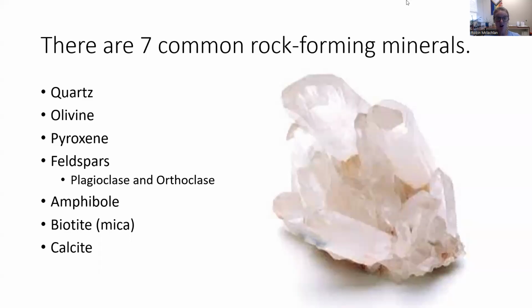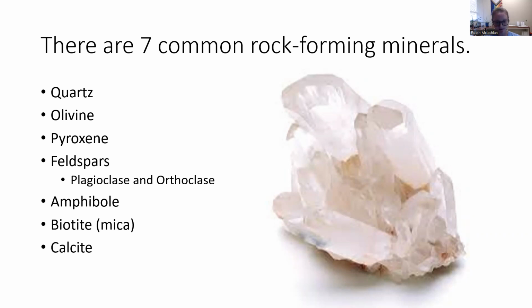Now, I said that there are thousands of minerals out there, and to describe them, we put them into these 7 major classes, which is super useful. But luckily for us, on Earth, there's really only 7 common rock-forming minerals. Again, there's thousands out there, but on Earth, there's only 7 that are by far the most common. So let's talk about those minerals.